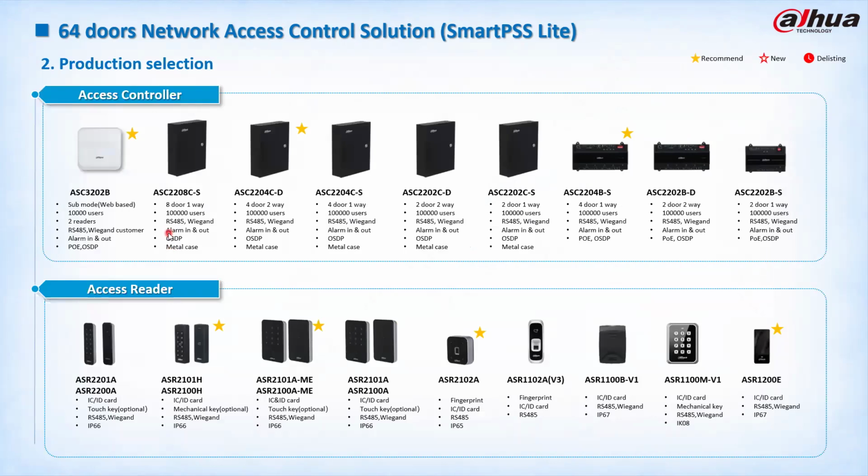So for the product selection for this 64-door network access control solution using the Smart PCS as a platform, you can use any of these devices. You can use, for example, this third generation access controller with 2 doors, or you can use the second generation access controller that supports 8 doors, but single. These are 2 doors, but dual. For 2 doors single, 4 doors single. And again, we have these 2 doors double. So these are enclosed in metallic caging, while these are plastic materials that support, for example, 4 doors single, 2 doors double and 2 doors single.